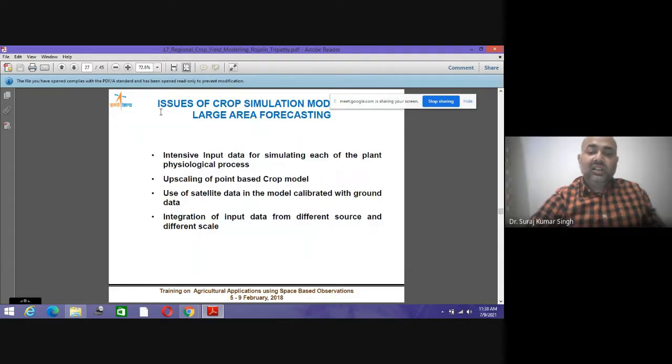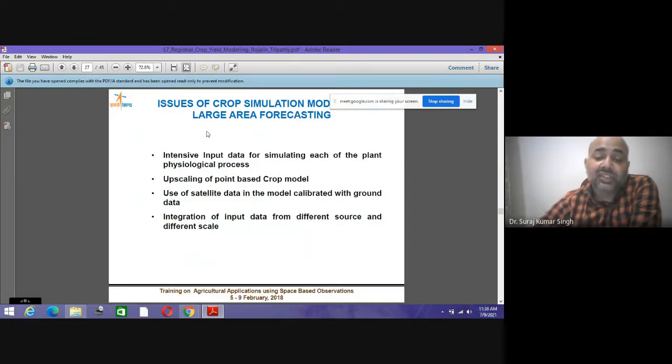So the kind of issues or challenges that we face for this kind of calibration or remote sensing modeling: one is that intensive input data is required for simulating each of the plant phenological processes, because each and every crop has a different phenological cycle. So it's very important to identify. It's also very important to see the historical changes in the crop health.